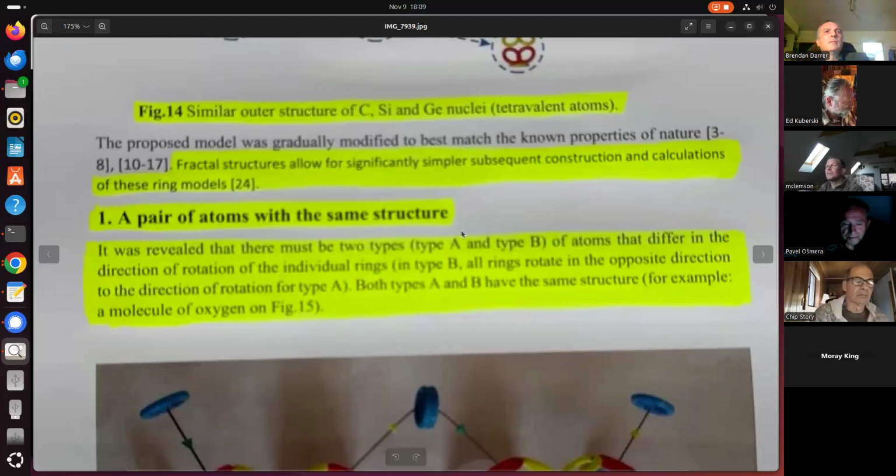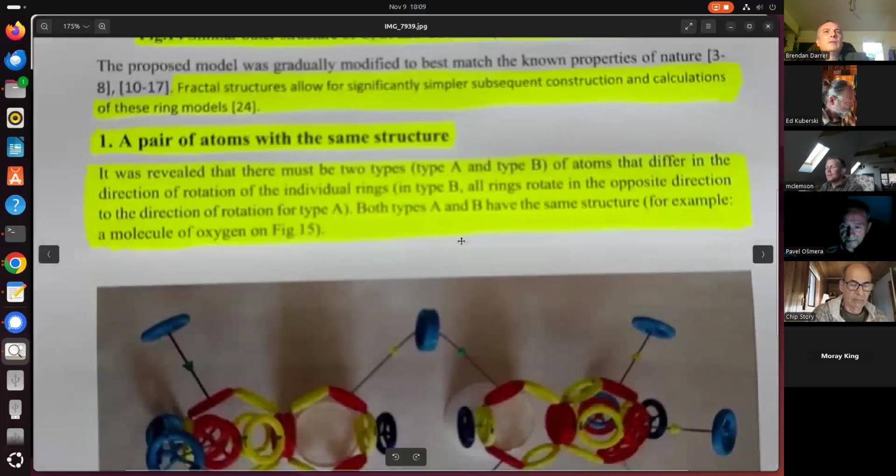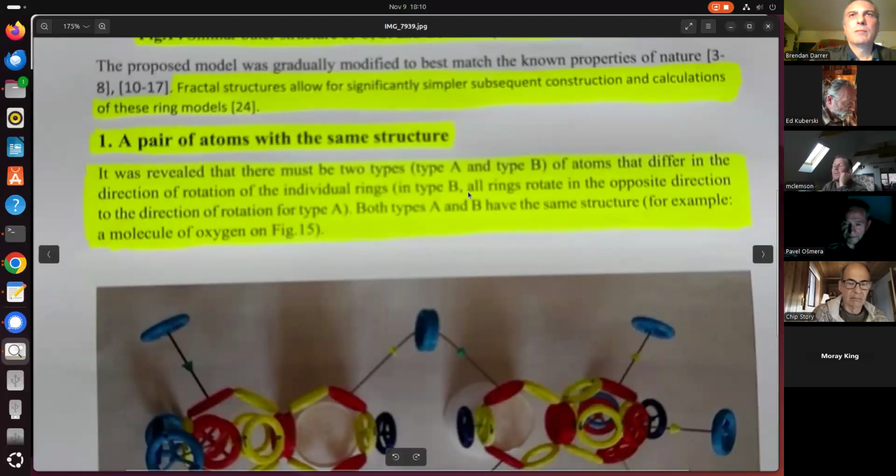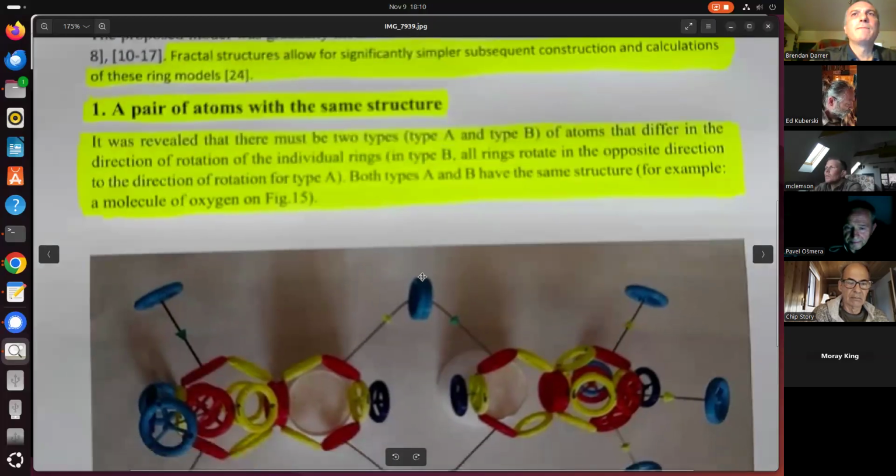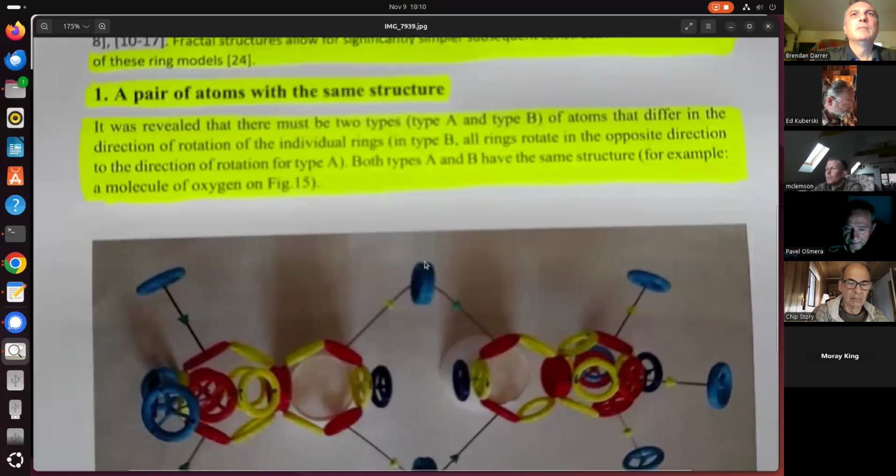Number one, a pair of atoms with the same structure. It was revealed that there must be two types, type A and type B, of atoms that differ in the direction of rotation of the individual rings. In type B, all rings rotate in the opposite direction to the rotation of type A. Both types A and B have the same structure. For example, a molecule of oxygen on figure 15.